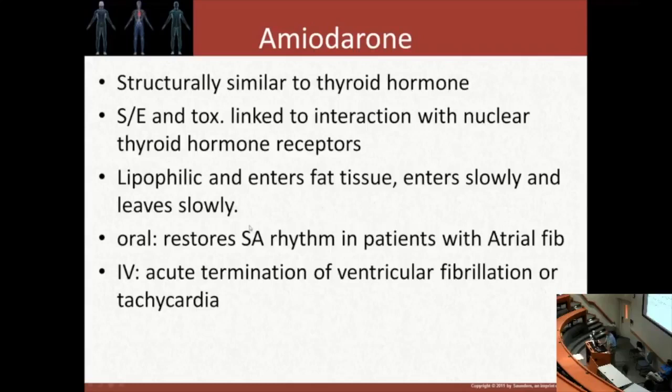In terms of oral administration, it's great. It'll restore the SA rhythm to patients that have atrial fibrillation. If you give it IV, it can terminate ventricular fibrillation or ventricular tachycardia relatively quickly. So what's the difference between those two? Patients can live with AFib for hours, days, weeks. How long can you live with VFib? Was it 3 minutes? 2 minutes, if that, before they go into full cardiac arrest? Hence the oral administration of amiodarone for rhythm control, and IV administration for acute termination of VFib, because you only have a few minutes.